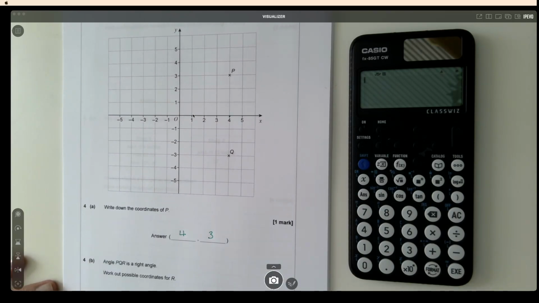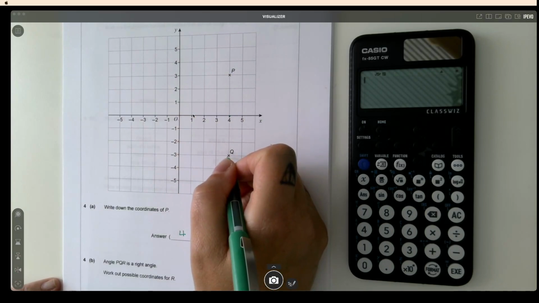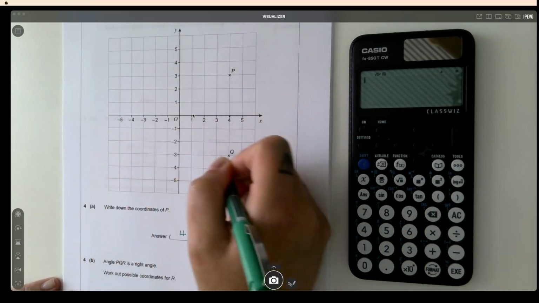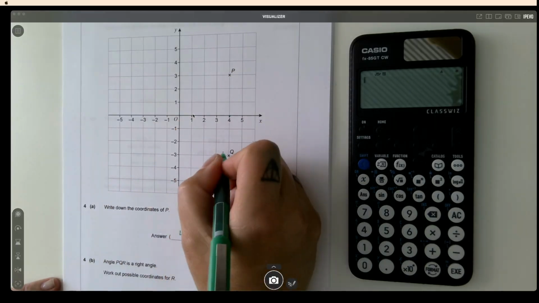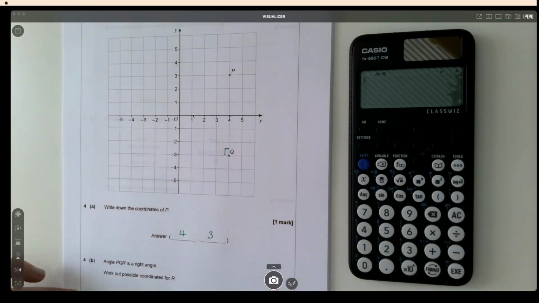4b, angle PQR is a right angle. Work out possible coordinates for R. So angle PQR, so PQ, R needs to be over here somewhere, so we could do the angle inside. And a right angle means that we want the line that would be made with Q to R to be perpendicular. It wants to go off at that right angle.